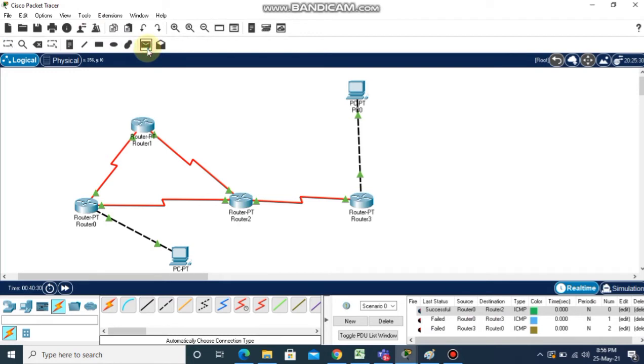Same goes for router 3 and router 0. And as you can see at the bottom right corner, all the efforts were unsuccessful.